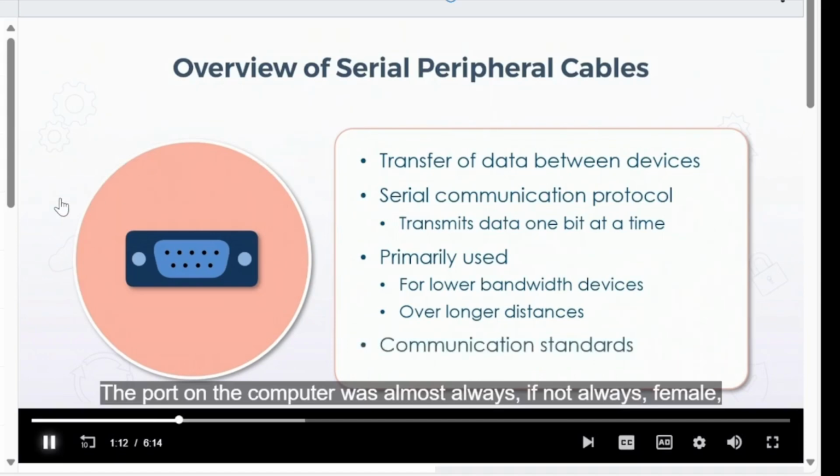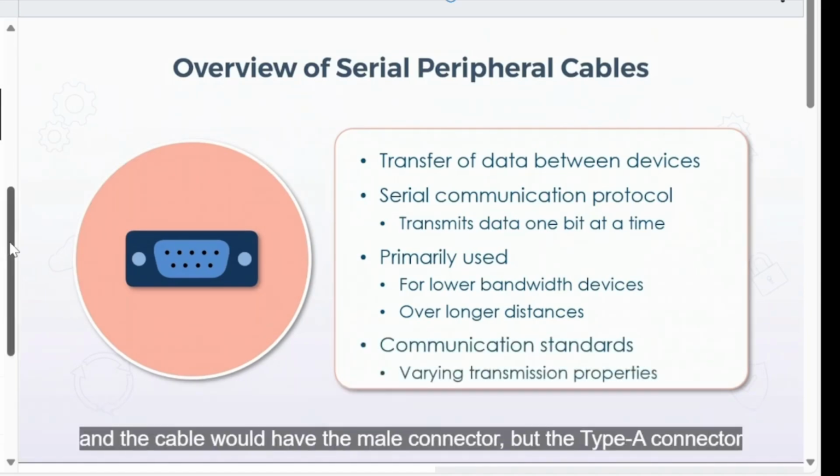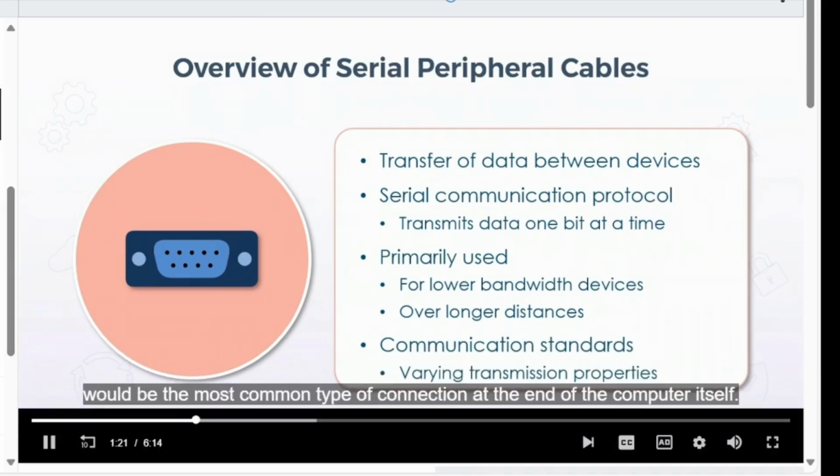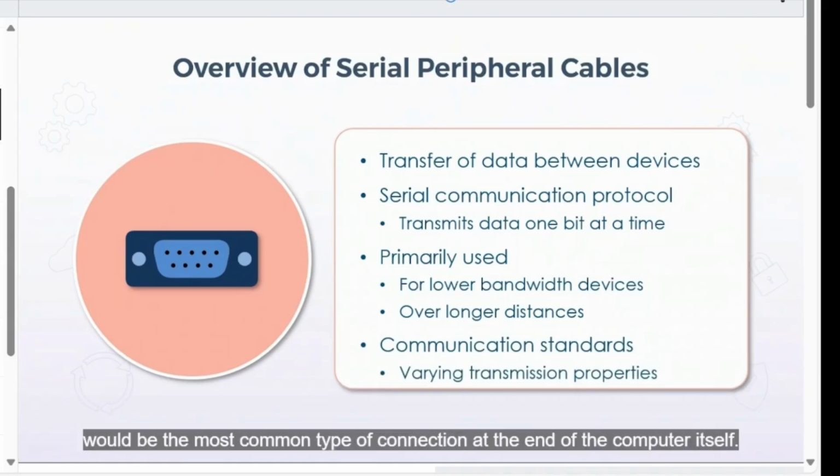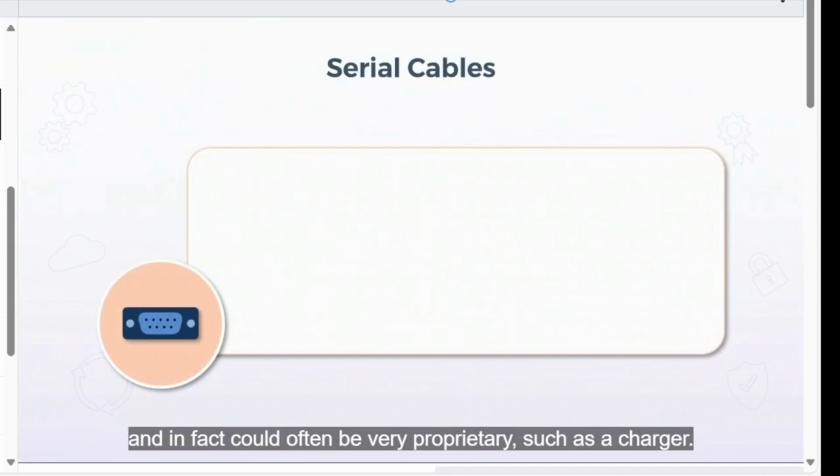Now, there were several defined standards for serial transmissions that we'll see in just a moment, with each one typically defining varying transmission properties, such as the speed and distance over which data could be reliably transmitted. So, beginning with some common examples of where you might have encountered serial cables, one example was to connect an external modem to your computer.